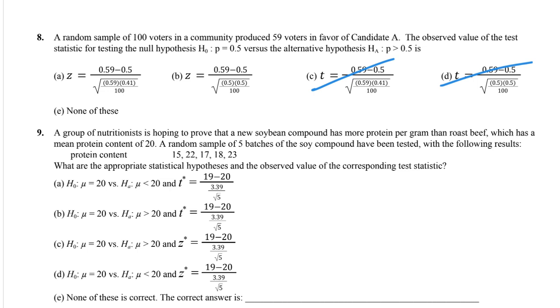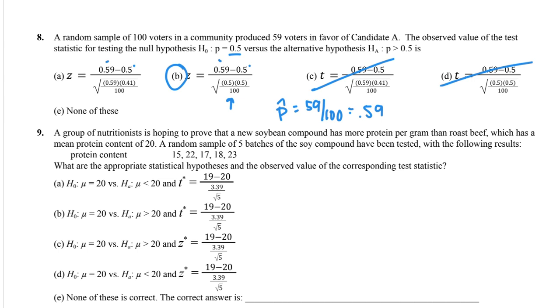Now we just need to plug in our values. So P hat in this problem is 59 over 100, which is 0.59, which looks to be true for both of these, minus P, so that's correct. So then we have to look and see what we plug in the bottom. Well, in our formula, remember that it's P times 1 minus P. So in the denominator, it should be 0.5 times 1 minus 0.5, which is this option right here. So the correct answer is B. So we don't use P hat in this formula, we use P, so that's why B is the correct answer.